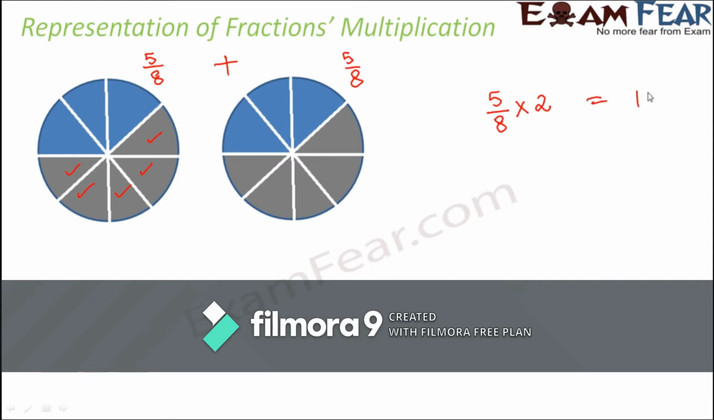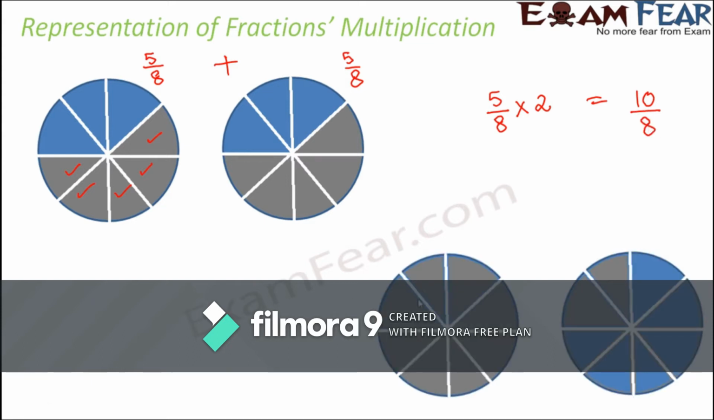So what would be the result? The result would be 10 by 8. So how can we represent the result? That means 10 parts out of 8 parts. What does that mean? Now you might ask, when there are a total of 8 parts, how can we have 10 shaded parts? This basically means that because you started with 2 circles, you still have 2 circles. In these 2 circles, in total you have 10 shaded parts. The first circle is totally shaded, and in the second circle you just have 2 parts shaded.